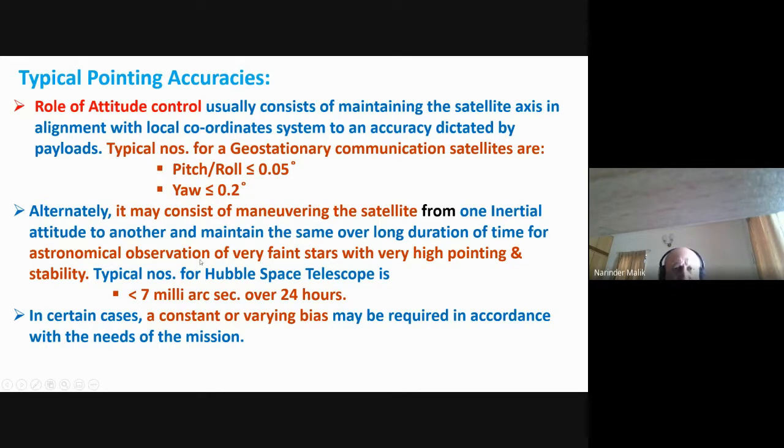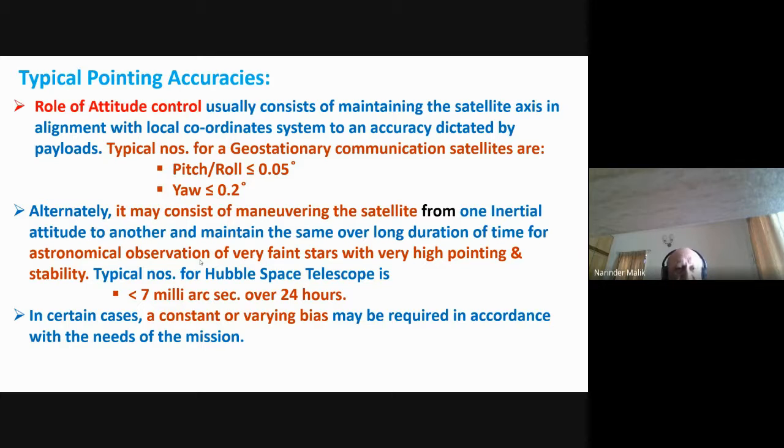The Hubble telescope is required to look at faint stars in the far distant galaxies. The signal is very, very low, so it has to look at those stars for a long duration of time. And the field of view of the sensor is very, very narrow, the optics, the camera, the Hubble telescope. So the requirement is the spacecraft attitude should stay within 7 milliarcsecond over a duration of 24 hours. It is also a requirement over a week, over a month. These are the kind of things where stability is required.